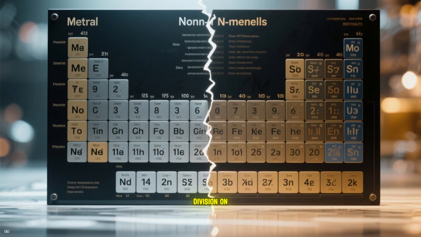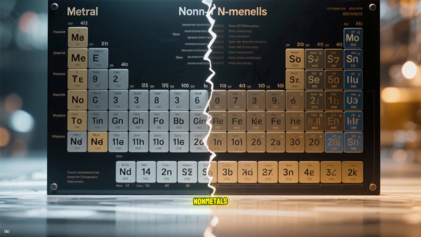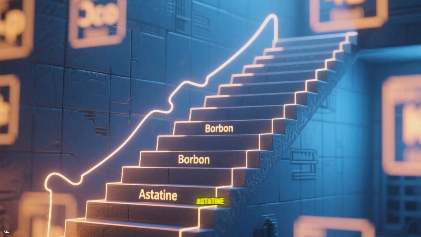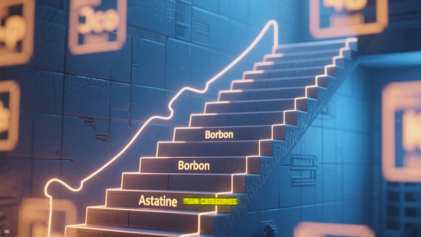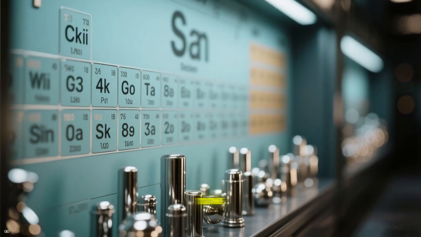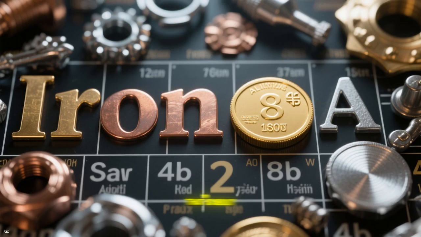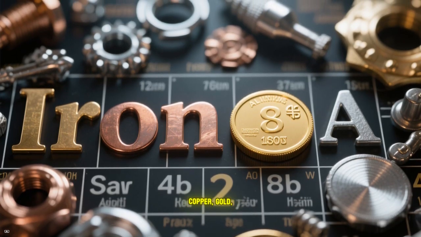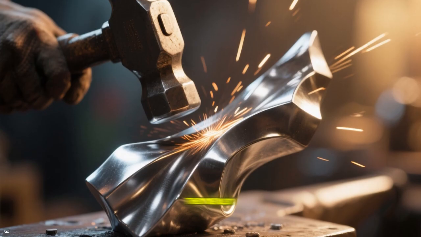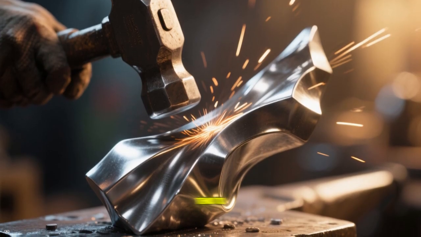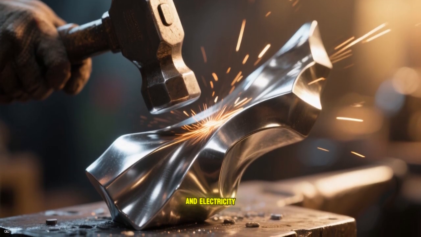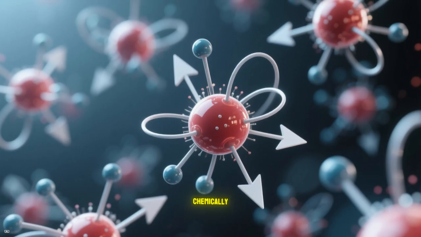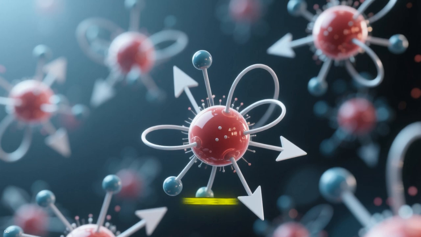Now for the biggest division on the table: metals versus non-metals. If you draw a zigzagging staircase line starting from boron down to astatine, you've just separated the two main categories. Almost everything to the left of that line is a metal. That's about 75% of all the elements. Think of things like iron, copper, gold, and aluminum. What makes them metals? Well, they tend to be shiny, good conductors of heat and electricity, and they can be hammered into shapes or drawn into wires. Chemically, they love to lose electrons to form positive ions.